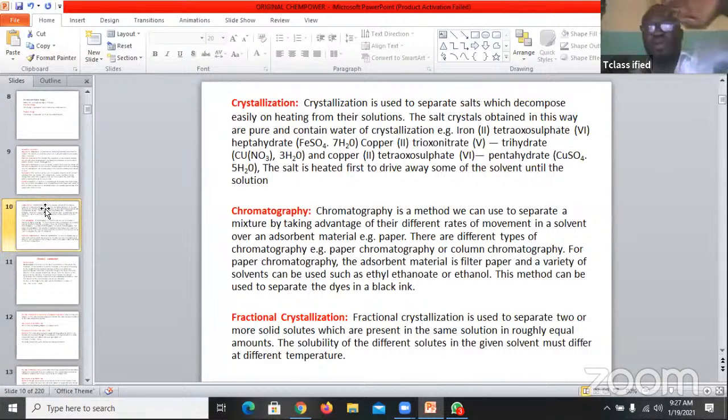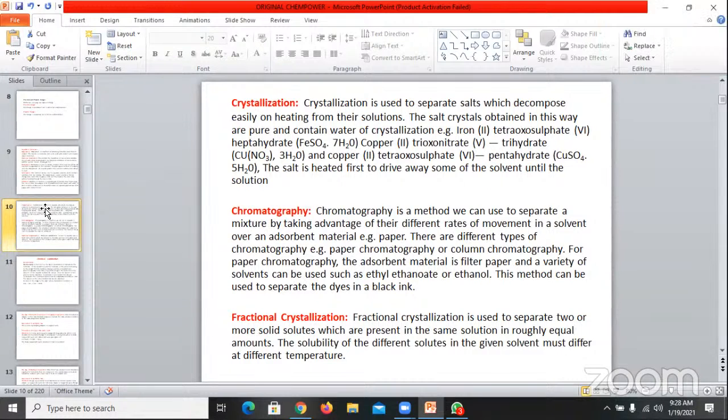So JAMB or WAEC is going to ask you: which of the following methods can be used to separate dyes in black ink? Option 1, crystallization; option 2, fractional distillation; option 3, filtration; option 4, chromatography. What is supposed to be your answer? It is chromatography, because that is what you use in separating dyes. Whenever you're talking about a mixture of colors, you use what we call chromatography.